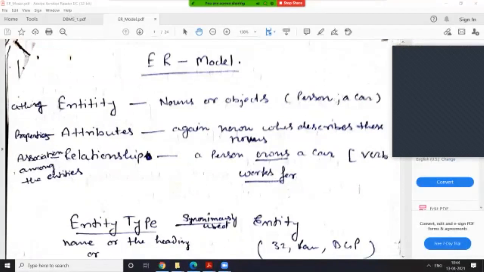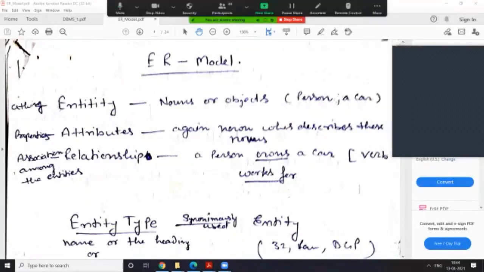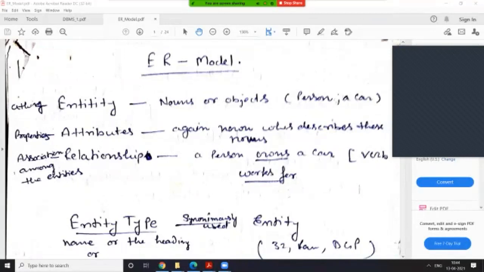Now the third important part of this ER model is that you must be able to identify the relationship. How will you identify a relationship? For example, suppose I say that faculty teaches student. These two are the entities, faculty and student. Now what is the association between these two entities? They are associated to each other by a relationship, and its name is the teaching-learning process. So this is the relationship.